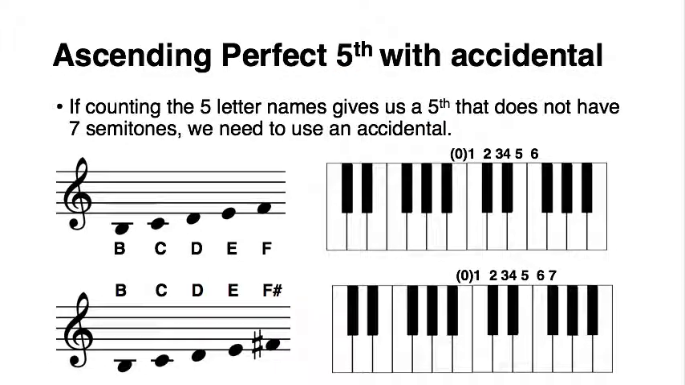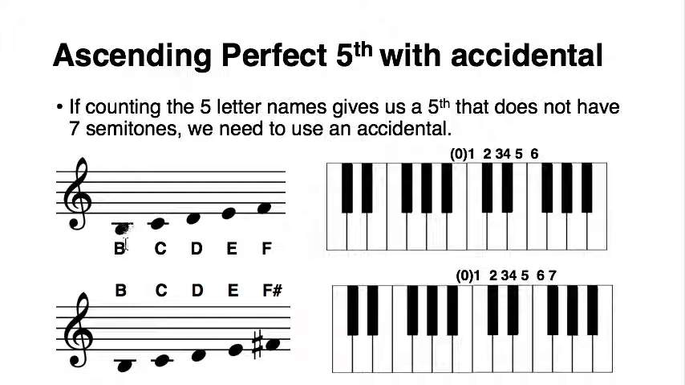We've been pretty lucky so far. Both of our examples didn't need accidentals because they already had 7 semitones. Let's look at 2 examples in which we do need to involve accidentals to see how that works. First, let's calculate an ascending perfect fifth starting on B.